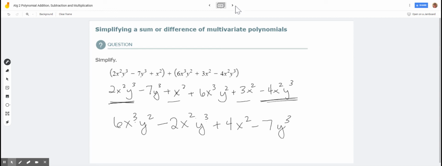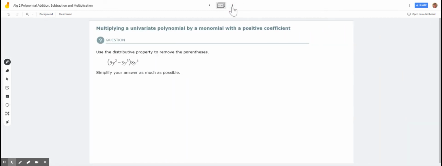Alphabetical, decreasing order. Okay. All right. It says use the distributive property to remove parentheses. So what we're going to do is distribute from the right, which feels a little weird, but it's the same thing. I literally talk out loud to myself and draw the rainbows and write the answer as I do that. So I would go 5y squared minus 3y to the third times 8y to the fourth.